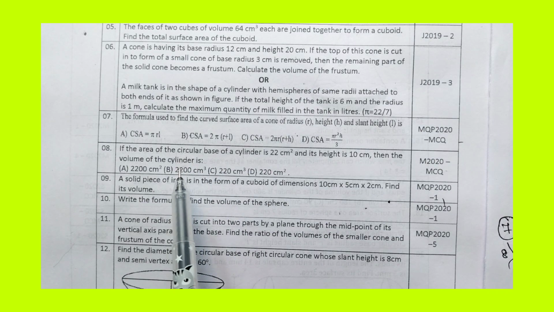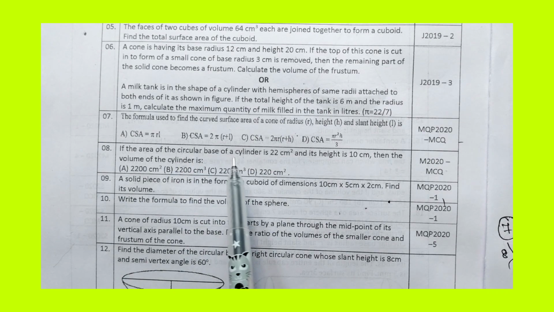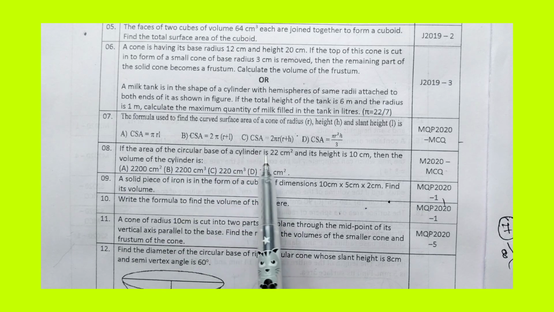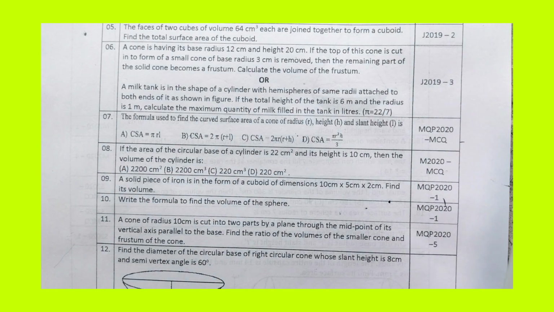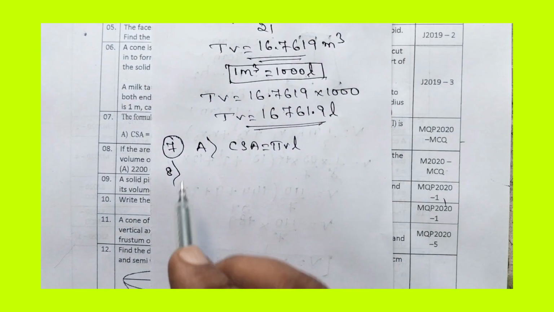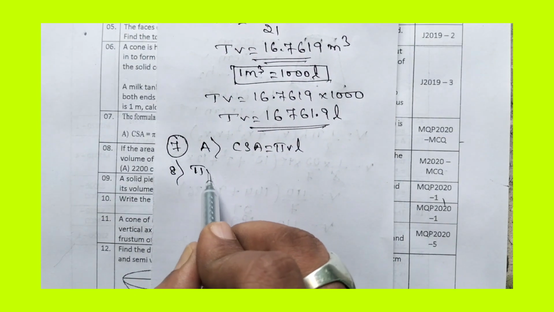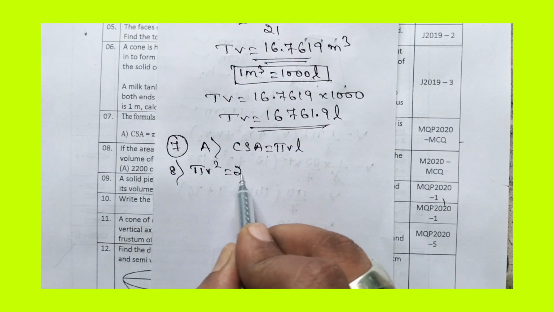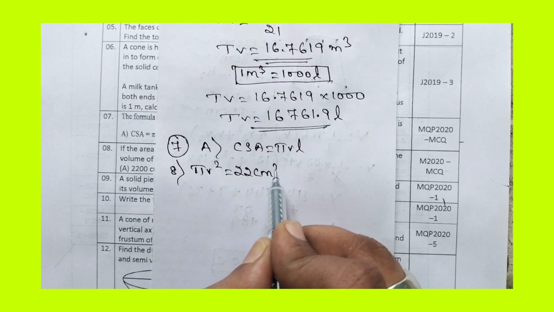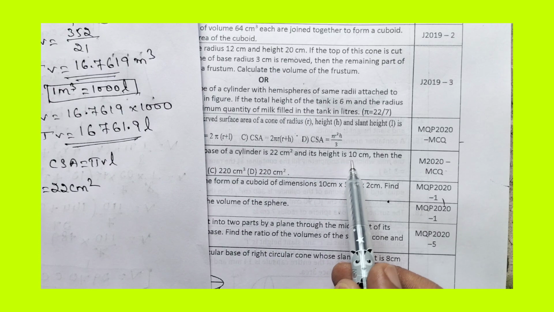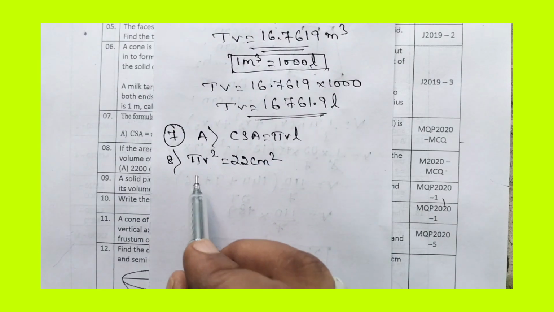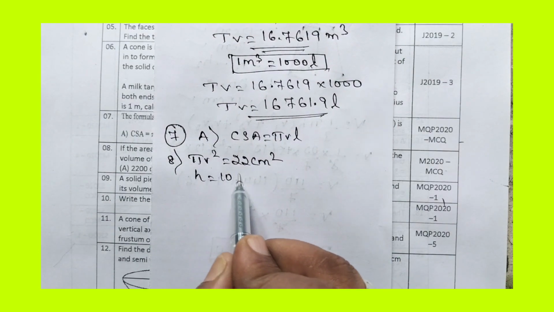What you have to understand here is that the circular base of a cylinder means the area of a circle is given. So the area of a circle is pi r square, which is equal to 22 centimeter square. Then what is the height of the cylinder given? It is given as 10 centimeter. So h is equal to 10 centimeter.